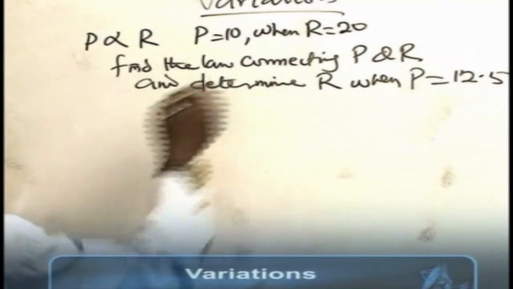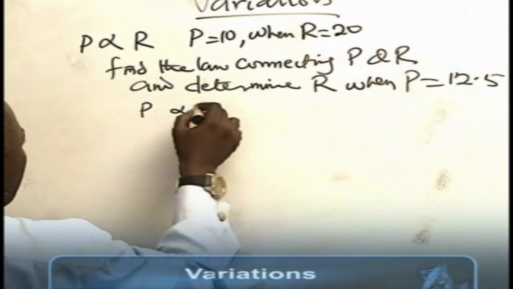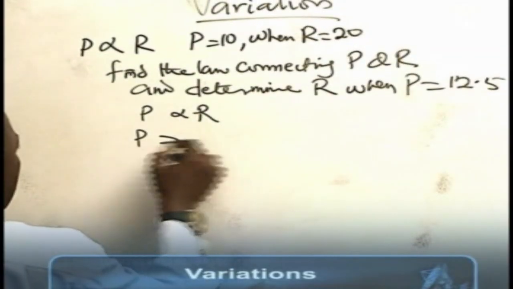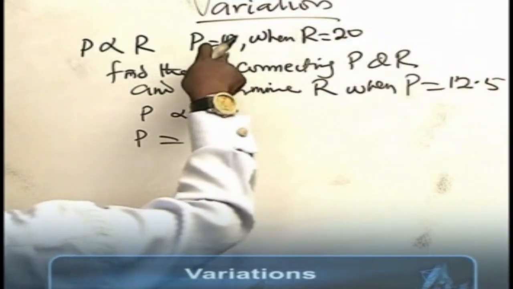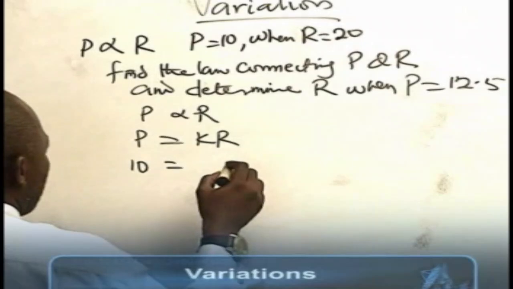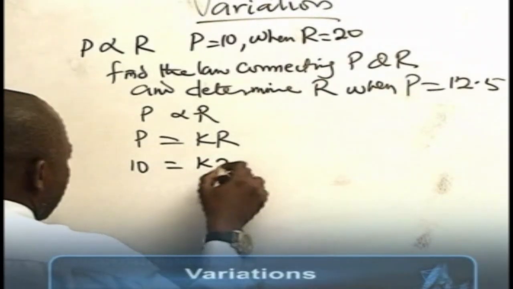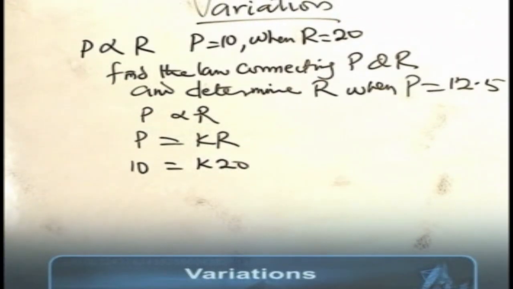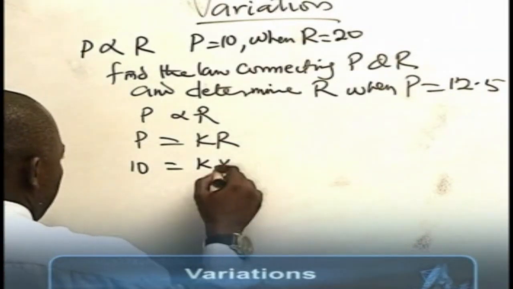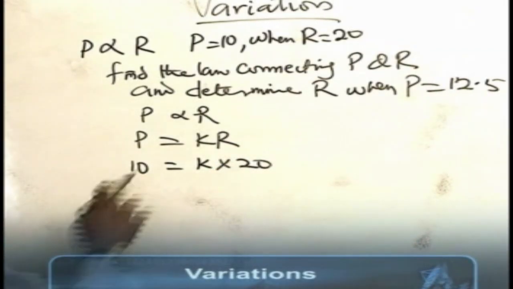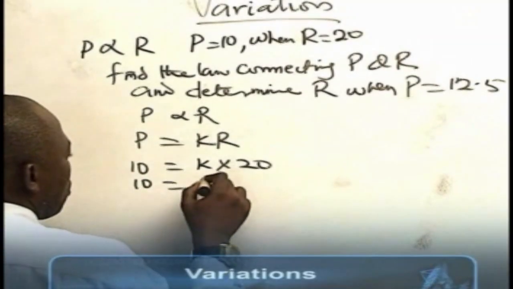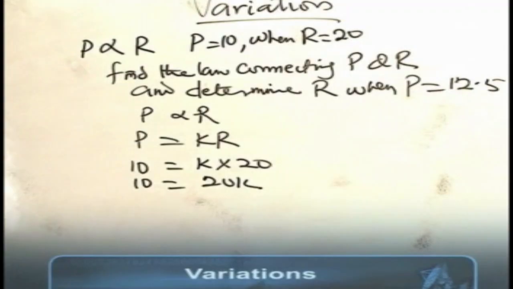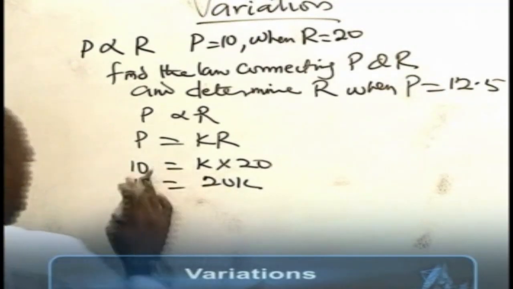P varies directly as R. So, if you want to introduce the constant, it becomes P is equal to KR. We're told when P is 10, R is 20. So you can say 10 equals K20. KR means K times R. For purpose of those who will ask questions, K times 20. So we have 10 equals 20K. That's the relationship between both of them.